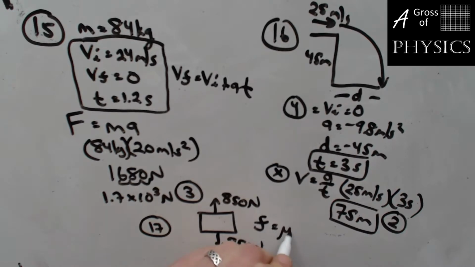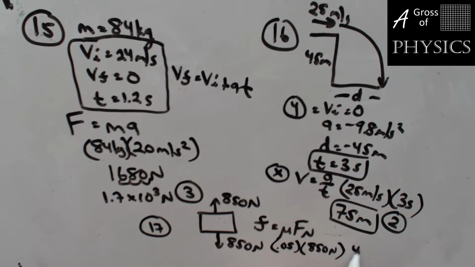Friction is mu Fn. Well, we need to know what mu is. So if we look on our chart, wax skis on snow is 0.05. 850 times 0.05 is 42.5. I guess the closest one is 40. So 0.05 times 850 is 42.5, and we're going to go with 40 newtons.